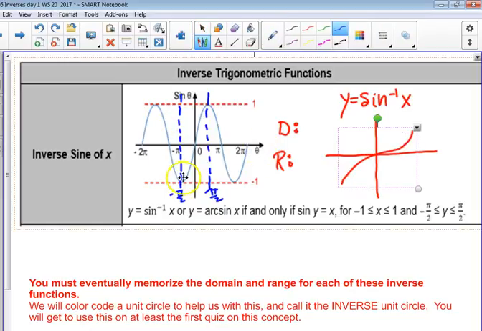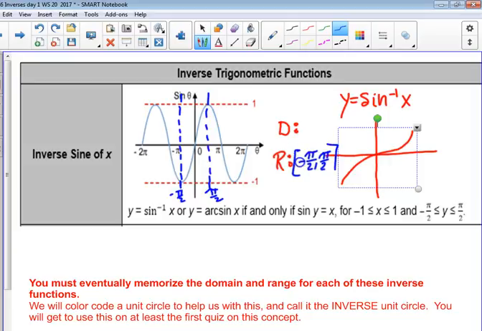Over here, the restricted what was negative pi over 2 to positive pi over 2? It was x values on this graph, so it was the domain. So on this new graph, that becomes the range. Okay. What was our restricted, or what was the complete range on this graph? Bottom to top was negative 1 to 1. So the domain on this graph is negative 1 to 1.